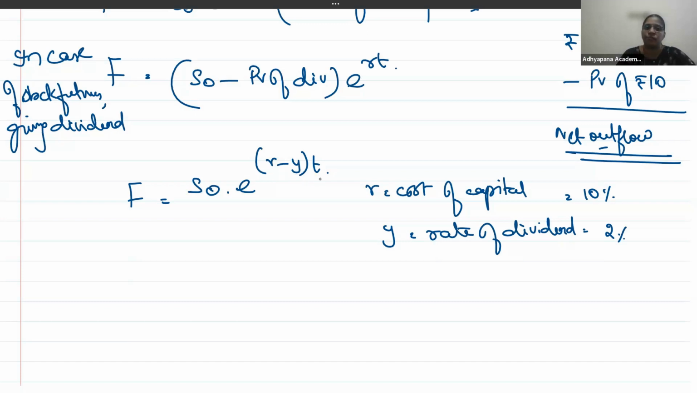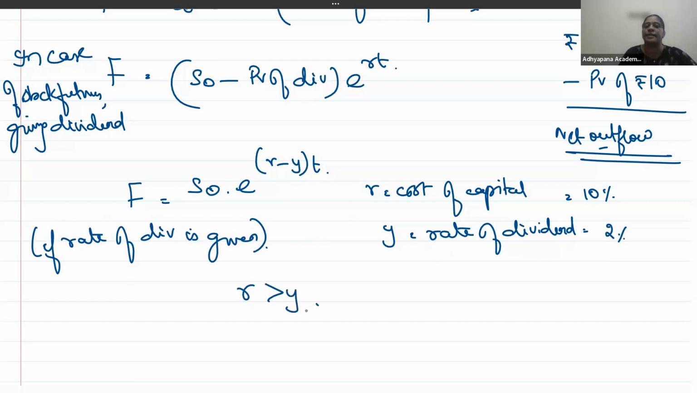When will you apply this formula? When, instead of the present value of dividend, instead of the amount of dividend, they give you the rate of dividend. Okay. So, if the rate of dividend is given, are you able to understand? What is the condition here? R should be greater than Y. The condition here is R should be greater than Y.